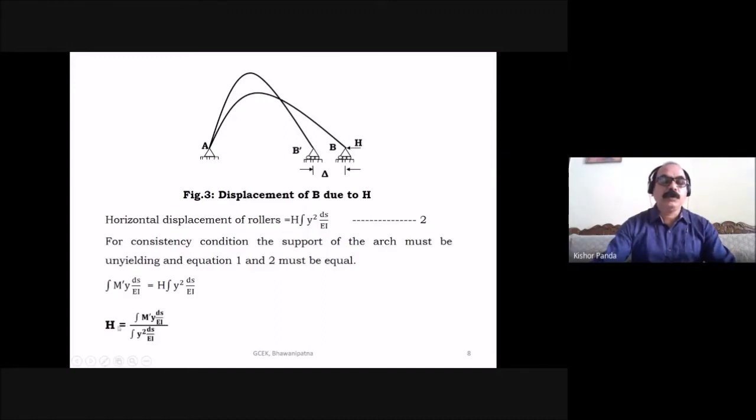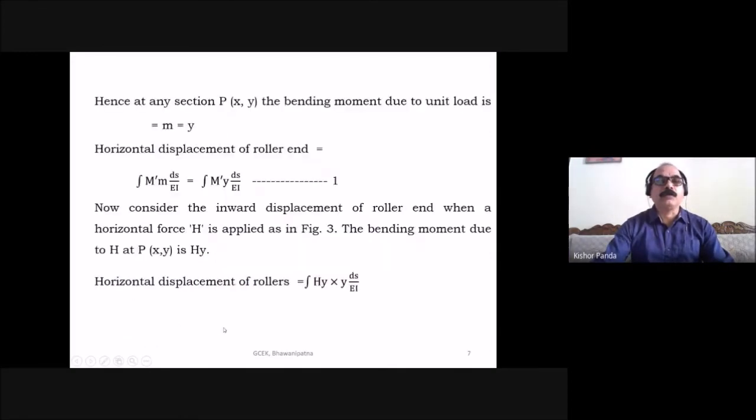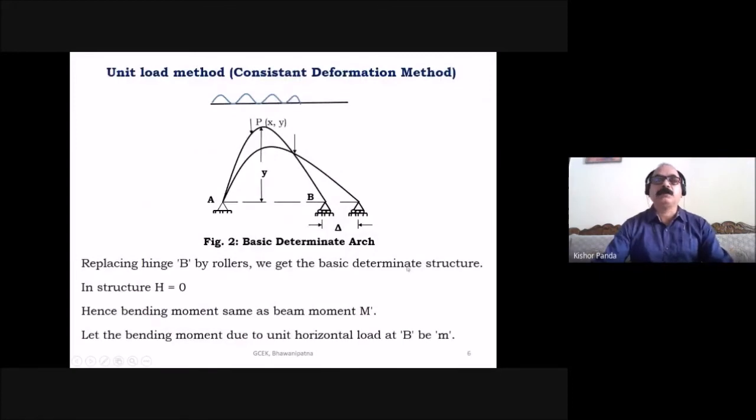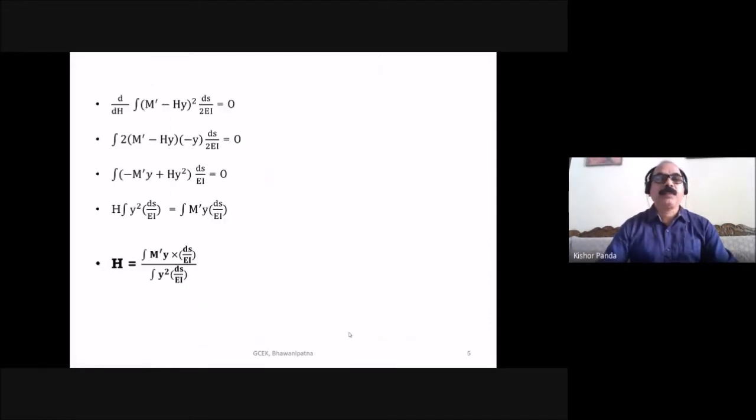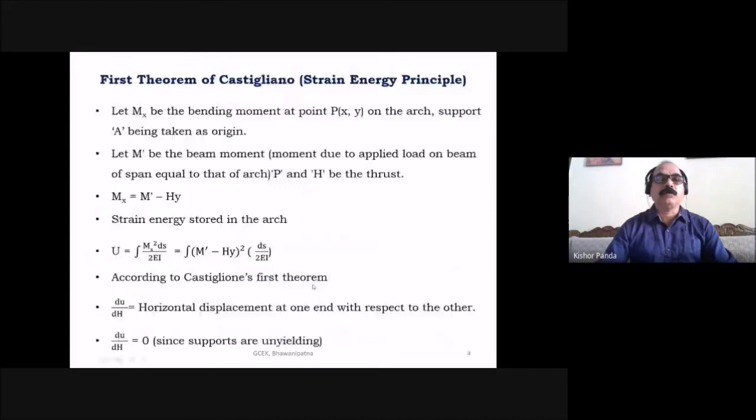H is equal to the integration of M dash y ds by EI divided by the integration of y square ds by EI. Using this relation, you can find out the horizontal force by the unit load method, which is also called the consistent deformation method. So now you are clear how to find the horizontal force: first by Castigliano's first theorem method, and second by the unit load method.